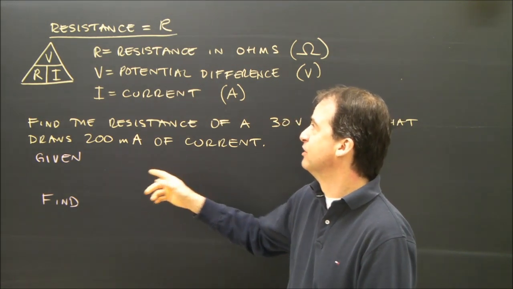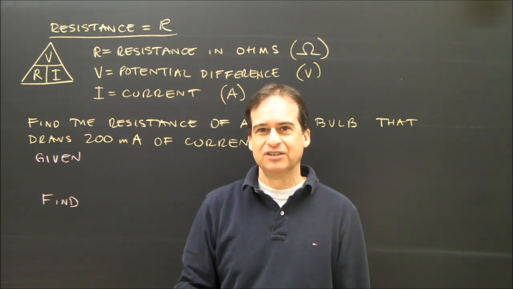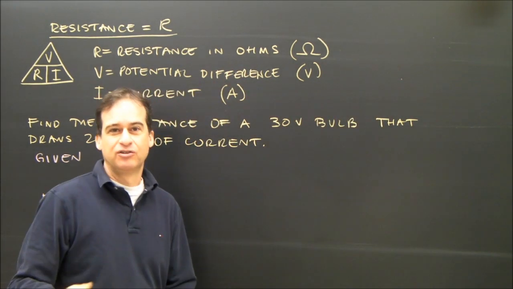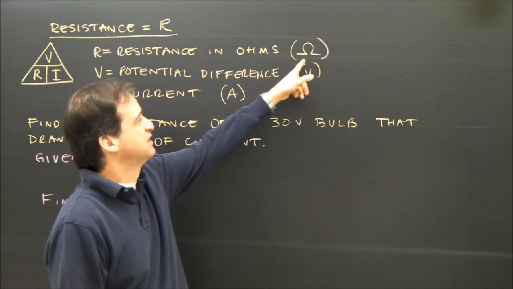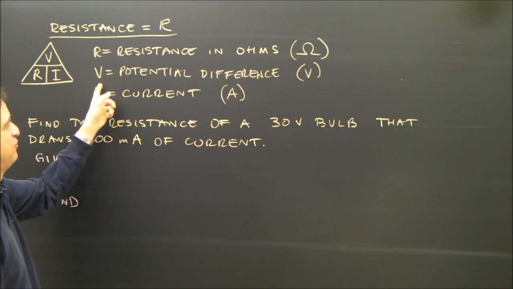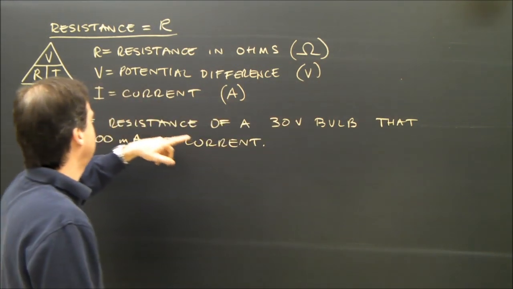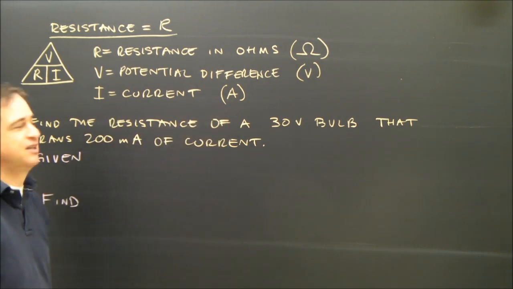It's called Ohm's law. So resistance, the symbol is R, and the units are ohms. So instead of using a letter to show what the unit is, we use this symbol here, an ohm symbol. V is the potential difference. We've seen that before. We call it sometimes voltage. The units are V for volts. I is the current. It's in amperes.